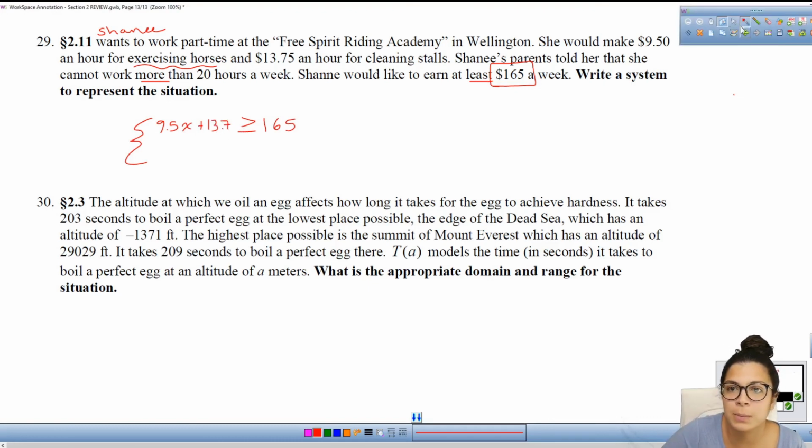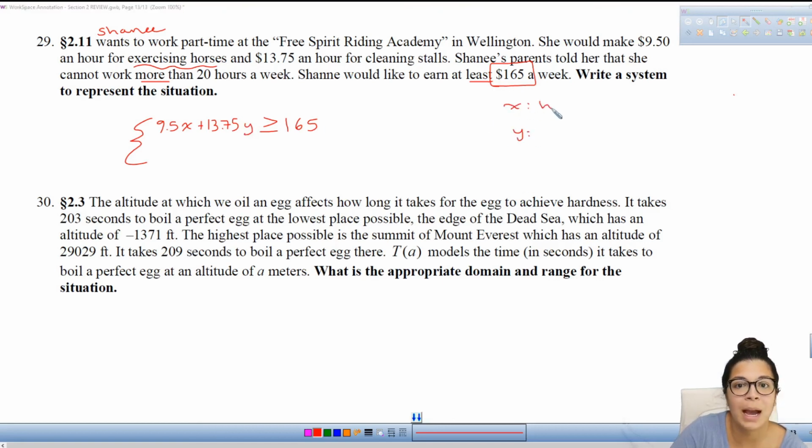Oops, I'm running out of space here, so I'm going to move this to the right. $13.75 times however many hours she spends cleaning stalls. So X represents, I forgot to write that down, right? X represents how many hours she spends exercising horses. And Y represents how many hours she spends cleaning the stalls.